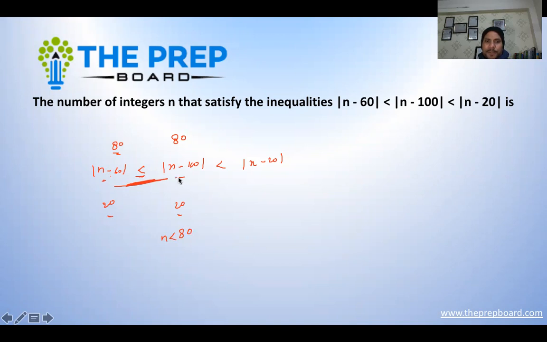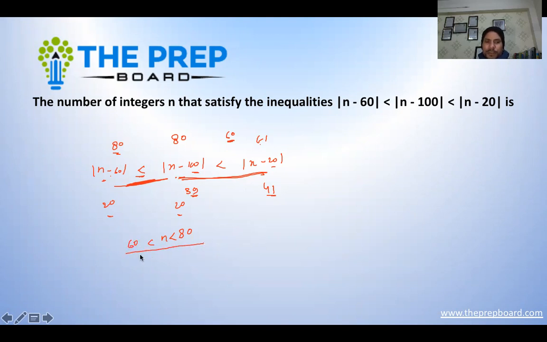Now similarly for these two brackets, the average of 20 and 100 is 60. So 60 will be the point where both the brackets will be equal. If we increase the value of n from 60, this bracket will increase. Like if we put 61, this bracket becomes 41 and this bracket becomes 39, which is suitable. So it means n should be greater than 60 and n should be less than 80.